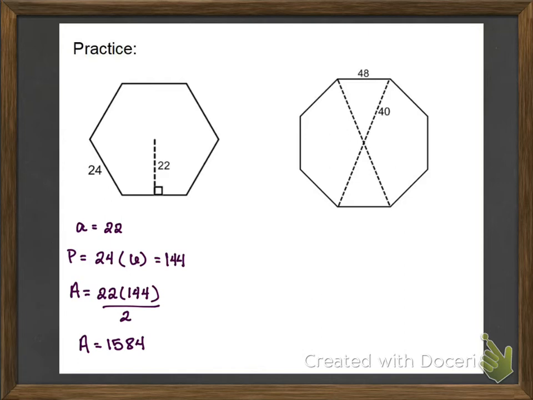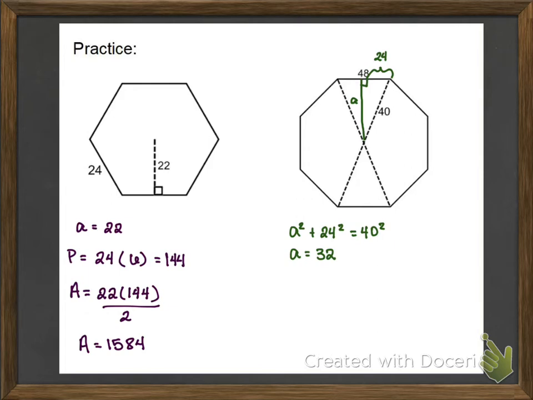Now for this next example, if you notice, we do not have the apothem, we have the radius. We're going from the center out to the vertex. So we do need to use Pythagorean theorem. And half of our base is 24, so that's what we'll use for our triangle. A squared plus 24 squared equals 40 squared. Subtract the 24 squared over, and then take the square root. We get that the apothem is 32.